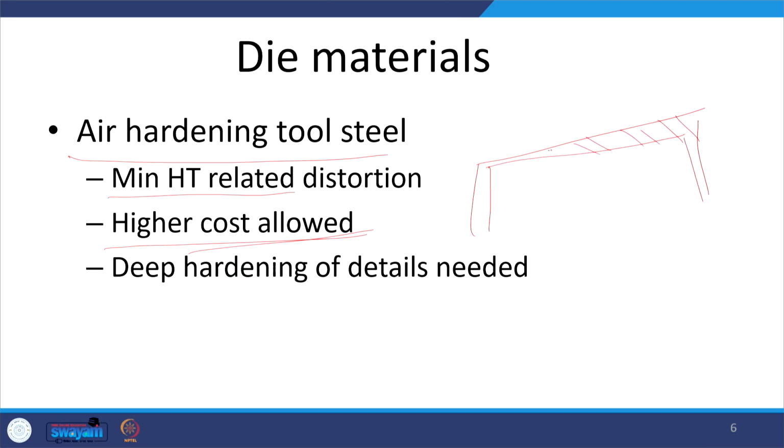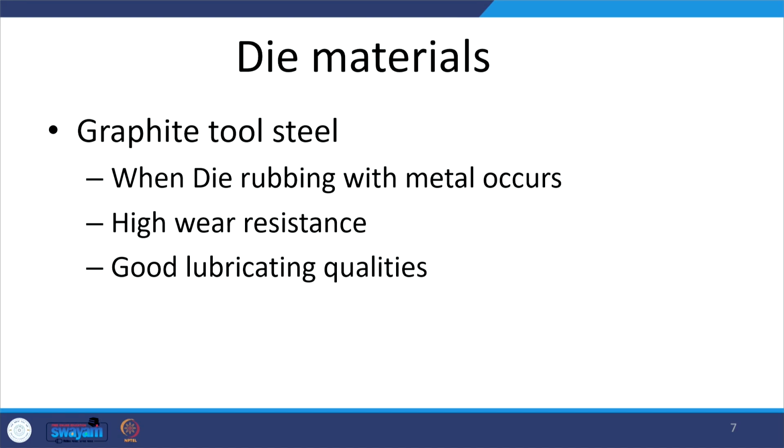So, if greater depth hardening and fine details without distortion are needed and even higher cost is allowed, then air hardening tool steels are used, with a little greater amount of alloying elements permitting greater hardenability and lower critical cooling rates.